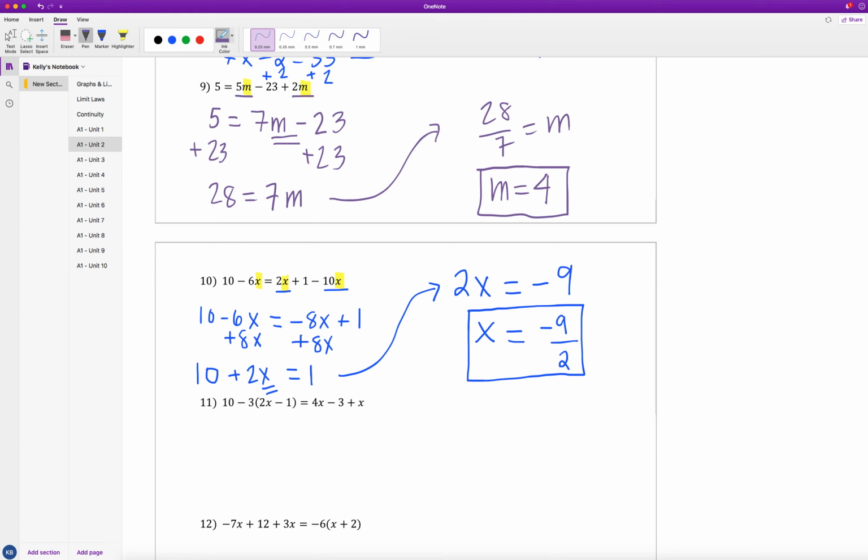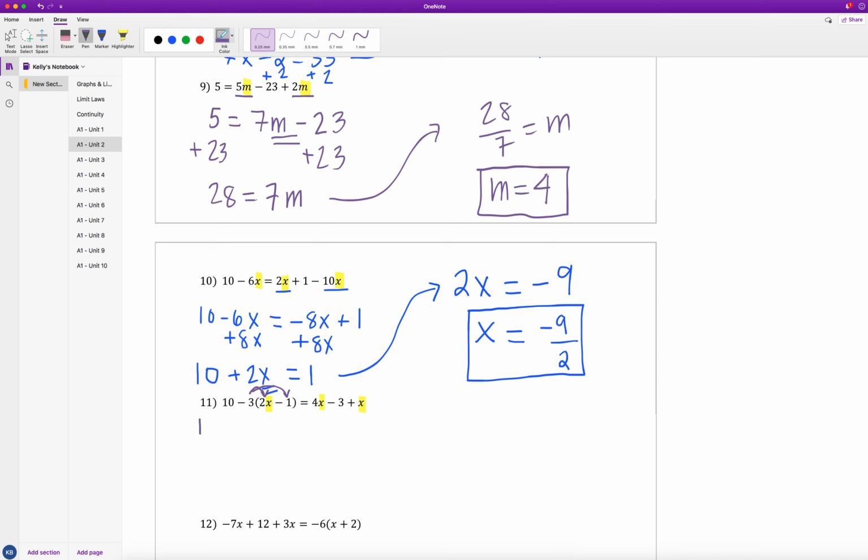Okay, let's check example 11. It says 10 minus 3 times the quantity 2x minus 1 equals 4x minus 3 plus x. There's a lot going on in this one. Again, if I highlight all those x's, I've got 3 places with x's, which means I really first need to combine all those x's together. On the left-hand side, I also have parentheses, so in my first step I'm going to distribute that negative 3 just to get rid of all those parentheses.